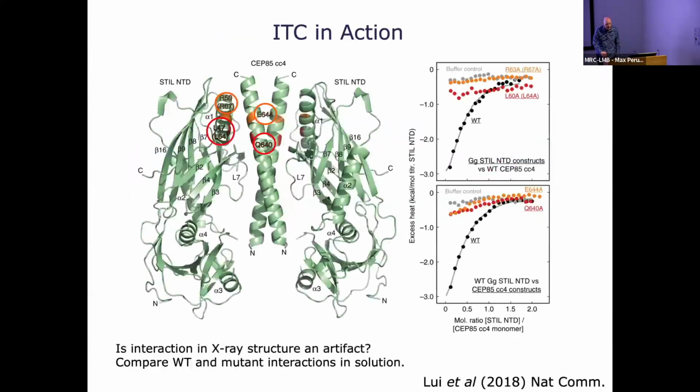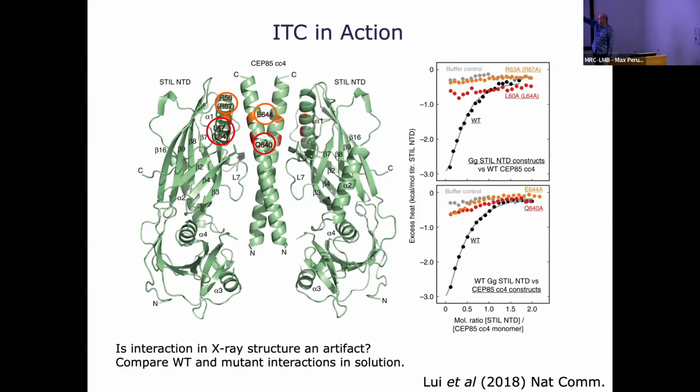So here are some examples of ITC that we've done. This was a few years ago. This is a crystal structure from Mark van Breugel. Excellent crystal structure, and the reviewers went, yeah, but is it real? You know, it's this coil. Do they just form at high concentrations anyway? Prove to us that it's actually real.